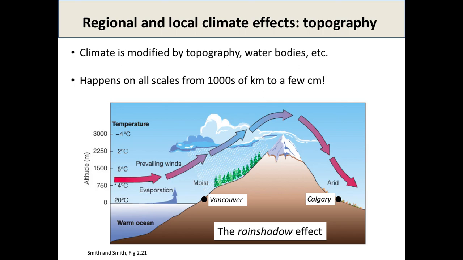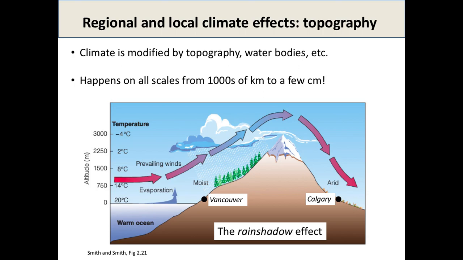Climate is also influenced on a more local scale. We've talked so far really about big global patterns, but we can have more localized regional effects. One of these is termed the rain shadow effect. So here at the edge of an ocean, we have air carrying moisture-rich air moving towards the land. It's forced upwards to get over the mountain range.